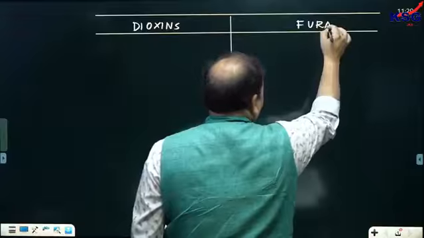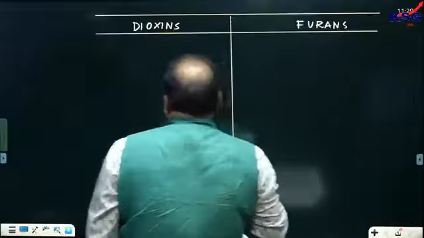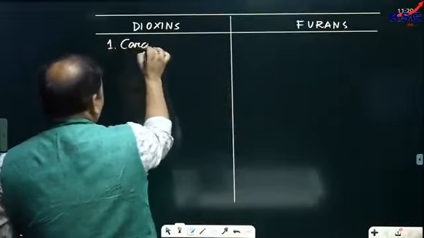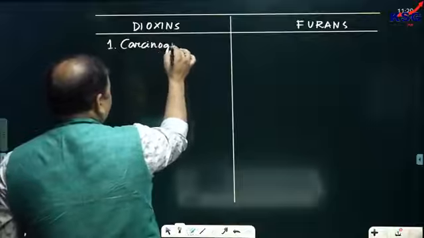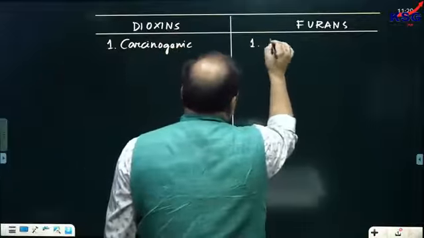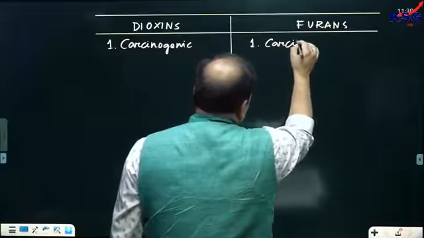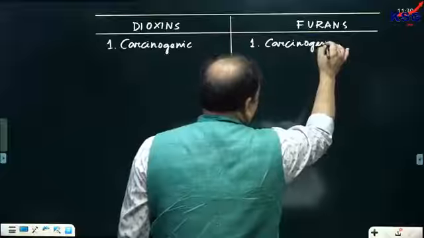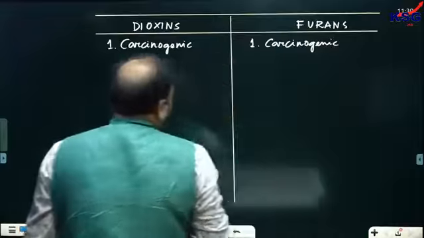we can see that both of the gases are reported to be carcinogenic in nature. So dioxin is also carcinogenic in nature, and we can see furans is also carcinogenic in nature, because both would be responsible for causing cancer.